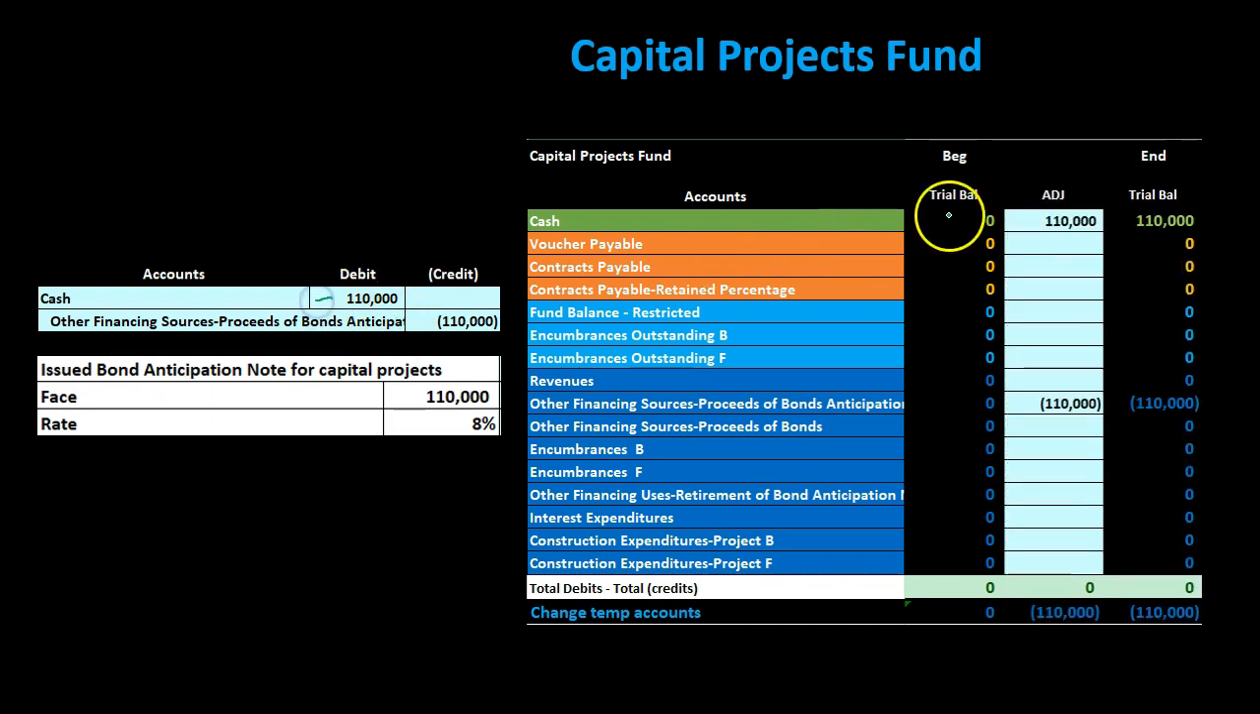So cash then going up, cash is going to be increasing with a debit. The other side then being a credit, that's going to be increasing down here, similar to the revenue accounts, acting like a revenue account, other financing sources, proceeds of the bond anticipation note.